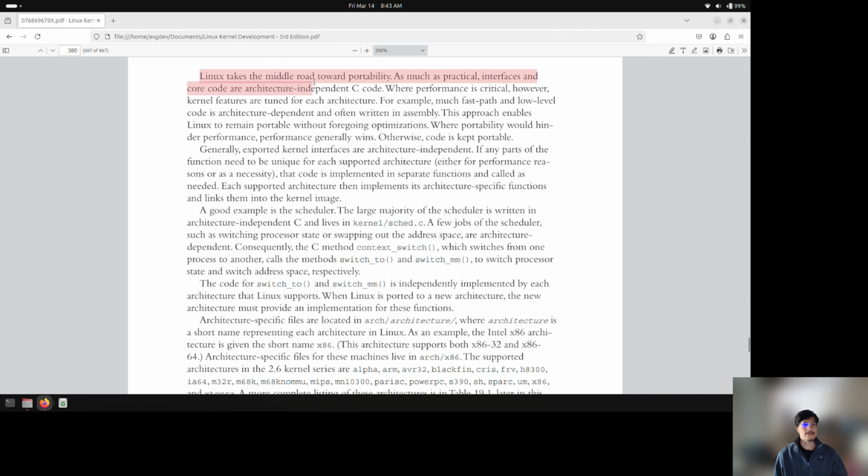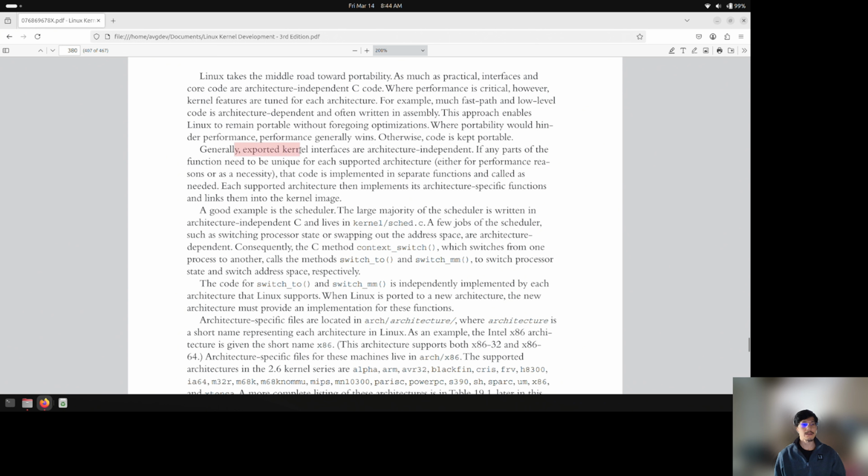Linux takes the middle road towards portability. As much as practical, interfaces and core code are architecture-independent C code, where performance is critical. However, kernel features are tuned for each architecture. For example, much fastpath and low-level code is architecture dependent and often written in assembly. This approach enables Linux to remain portable without foregoing optimizations. Where portability would hinder performance, performance generally wins. Otherwise, code is kept portable.